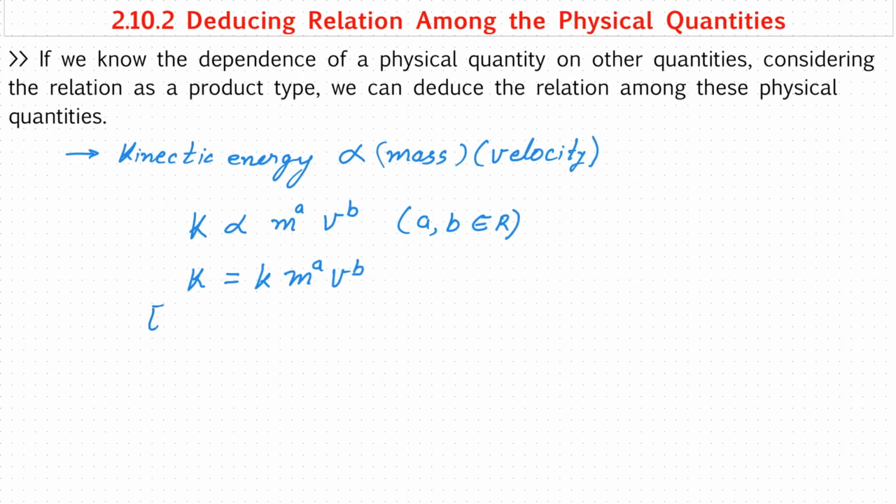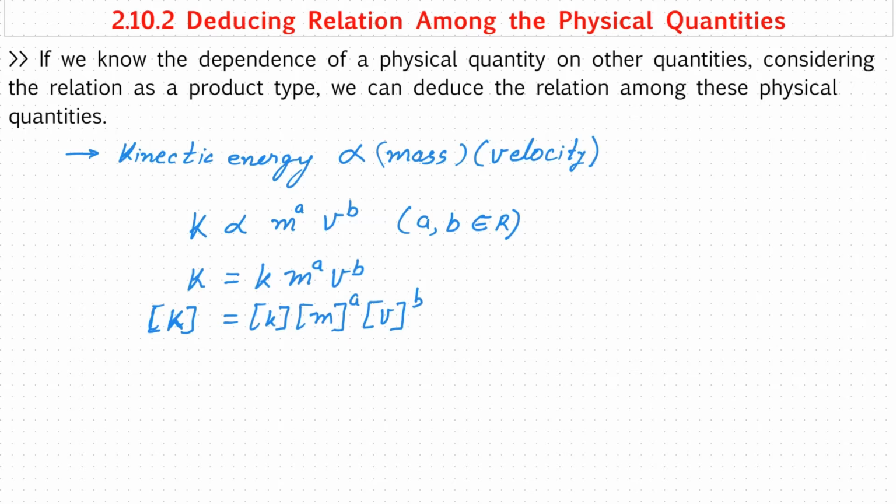So I can write, capital K into square bracket, because now I am considering dimensions, small k into square bracket, m into square bracket raised to a, and v into square bracket raised to b. Now here I have to put dimension formula for kinetic energy, then here dimension formula for the proportionality constant, and here dimension formula for mass, here dimension formula for velocity. So let us put them one by one.